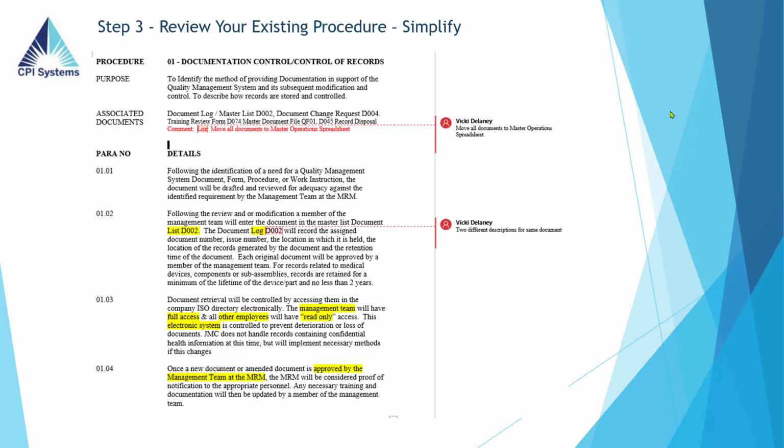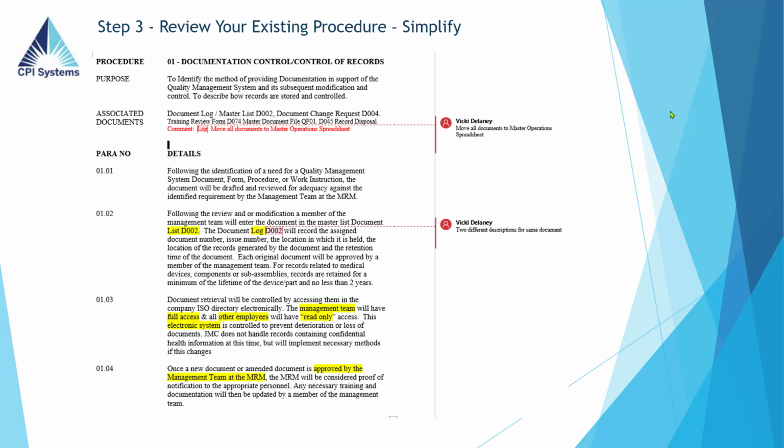The next thing I do is I review the existing procedure. I highlight all of the key things that I need to be careful, be aware of. And then I start making notes. So in this case, they have a whole bunch of documents that are forms. So I made a little note there, okay, move all these documents into the master spreadsheet. Then I also noticed that D002 is listed in two different descriptions. So I just made a note there for the company so that they would know that there's a problem there.